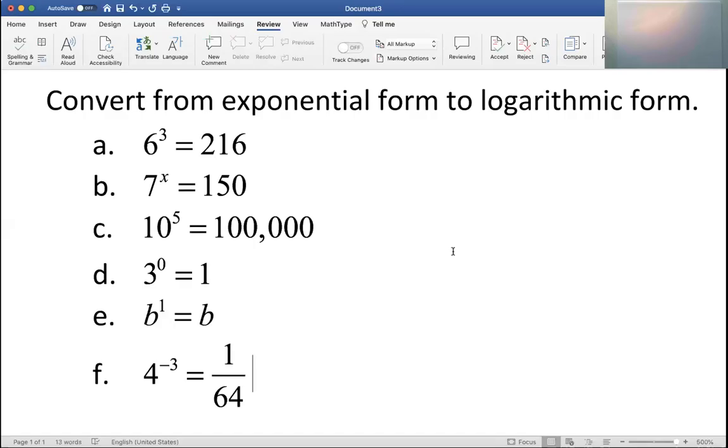Okay, this question asks us to convert these equations from exponential form to logarithmic form. Remember, the log is the inverse function to the exponential. So the first one I have here is 6 to the third equals 216. How do I write that in log form?